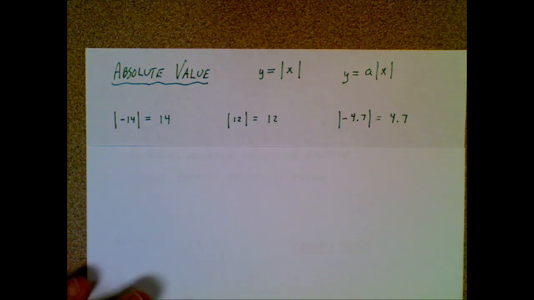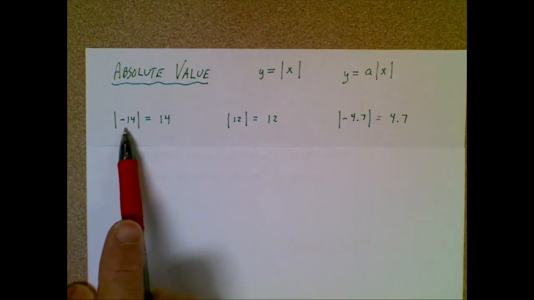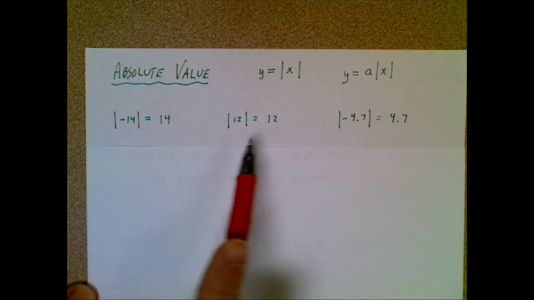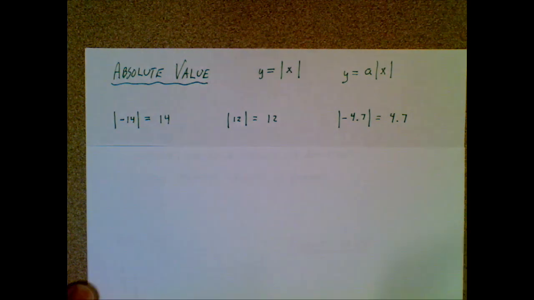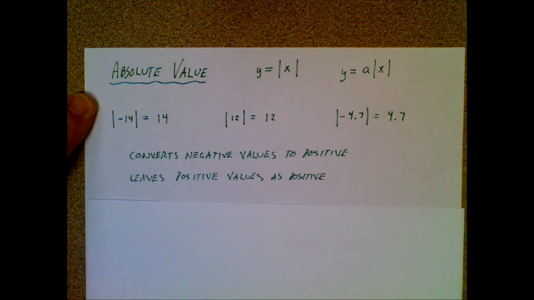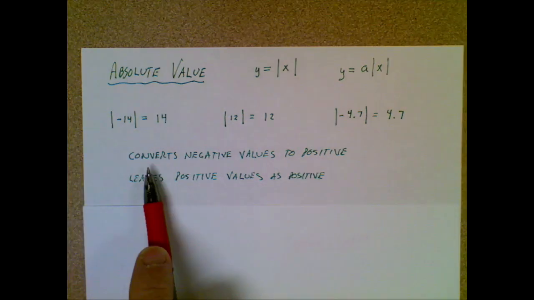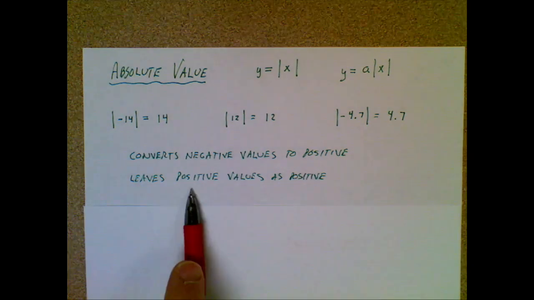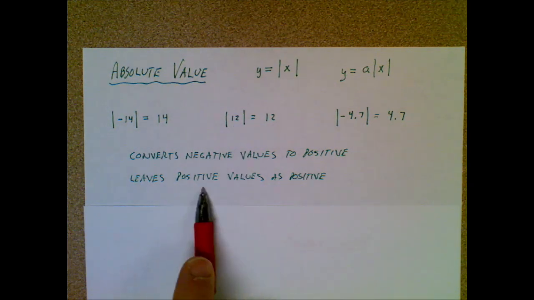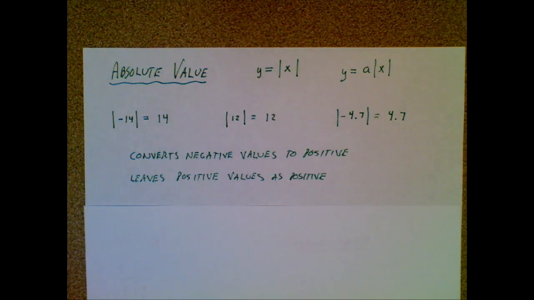And before we get into graphing, let's just look at what it does with arithmetic. If I have the absolute value of negative 14, that's 14. If I have the absolute value of 12, that's 12. The absolute value of negative 4.7 is 4.7. You're probably noticing a pattern, and the pattern is this. The absolute value will convert anything that's negative into a positive value. But if the value is already positive, like positive 12, the outcome remains positive. So you could really sum it up by saying absolute value just ensures that the result is a positive result.